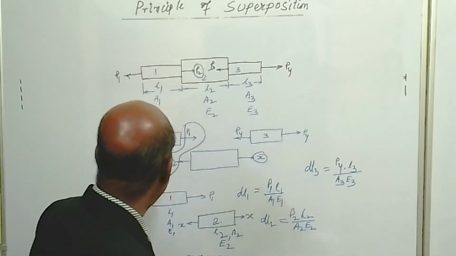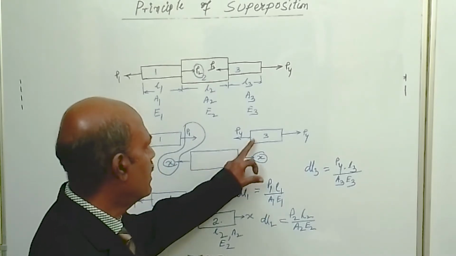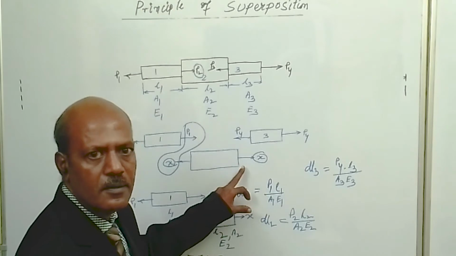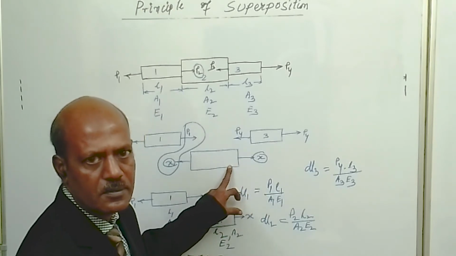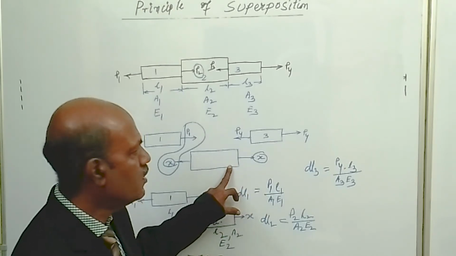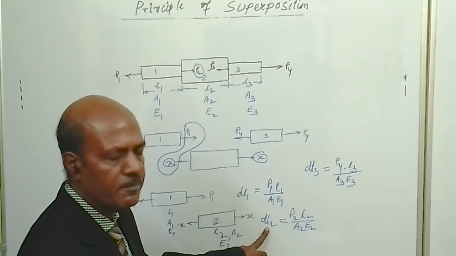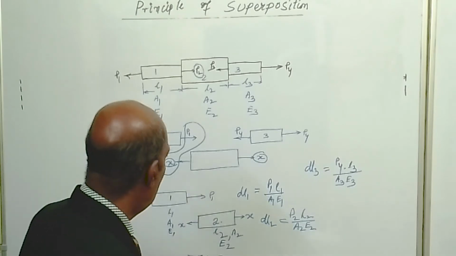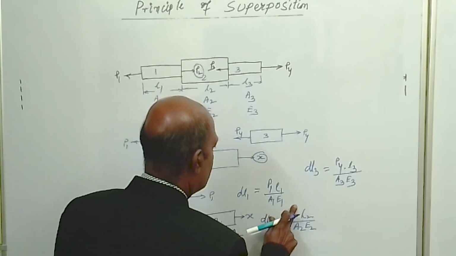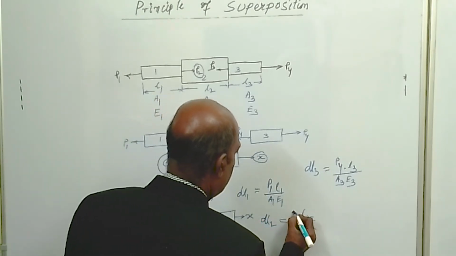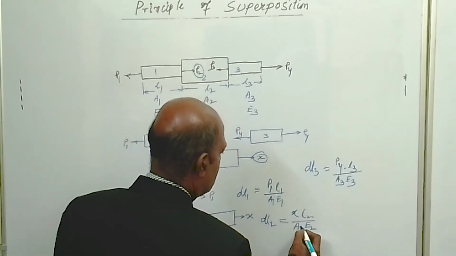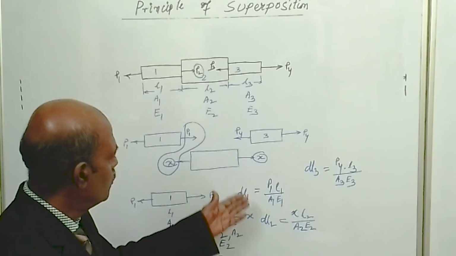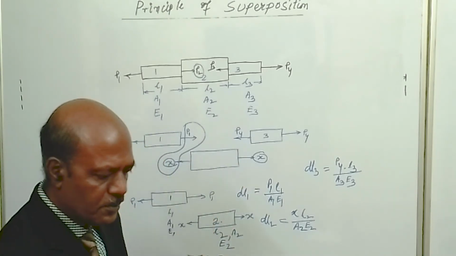So here we have seen that all the loads are tensile loads. If the x value is negative, then it will be a compressive load, and because of the compressive load, the deformation will be negative. Sorry, not P2 here, this is x. So dl2 is x into L2 by A2 into E2. So we have got the deformation of the respective sections.